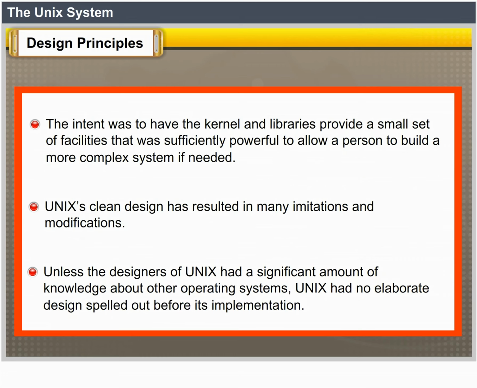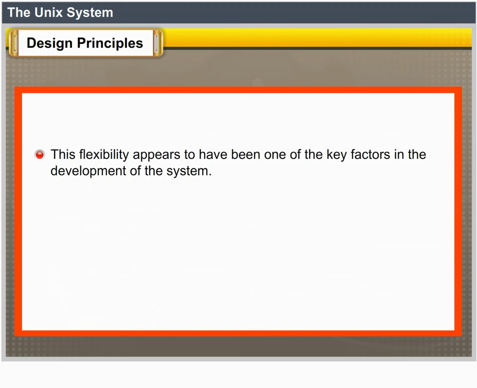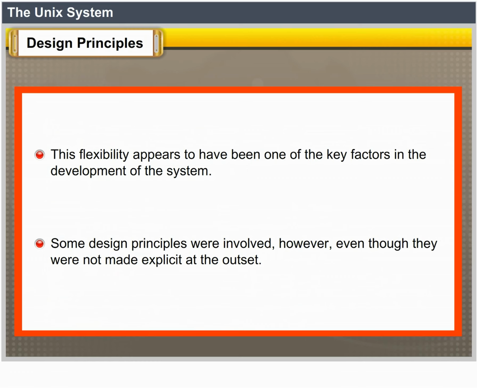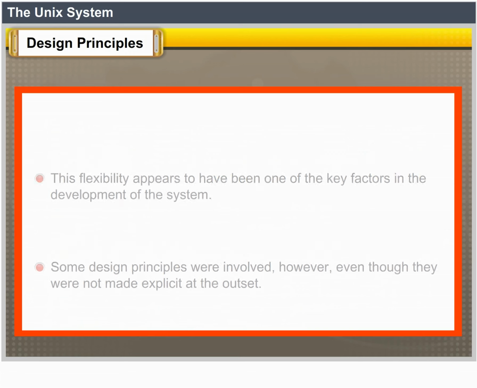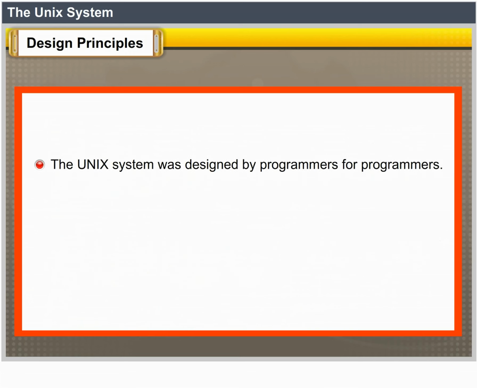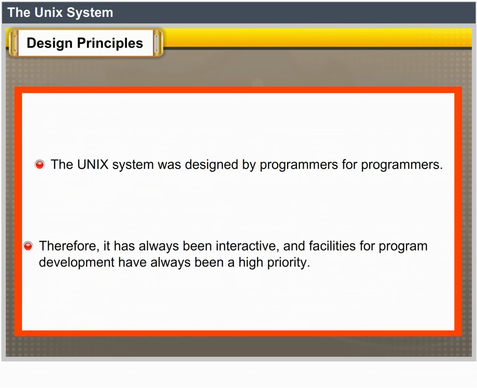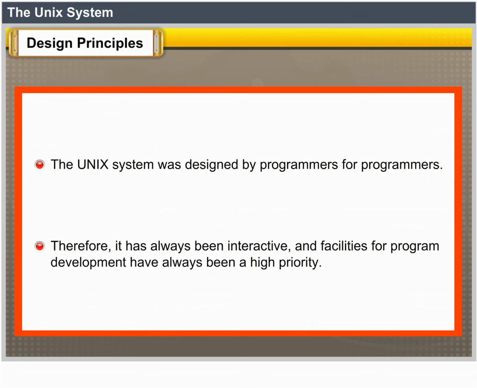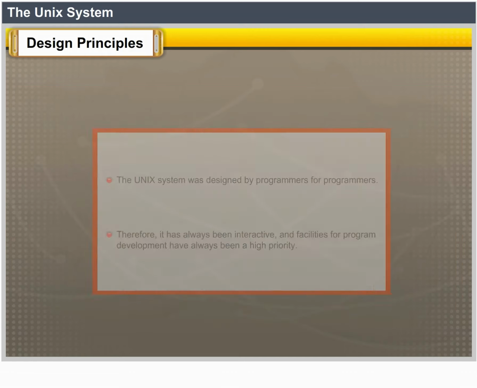Although the designers of Unix had a significant amount of knowledge about other operating systems, Unix had no elaborate design spelled out before its implementation. This flexibility appears to have been one of the key factors in the development of the system. Some design principles were involved, however, even though they were not made explicit at the outset. The Unix system was designed by programmers for programmers. Thus, it has always been interactive, and facilities for program development have always been a high priority.